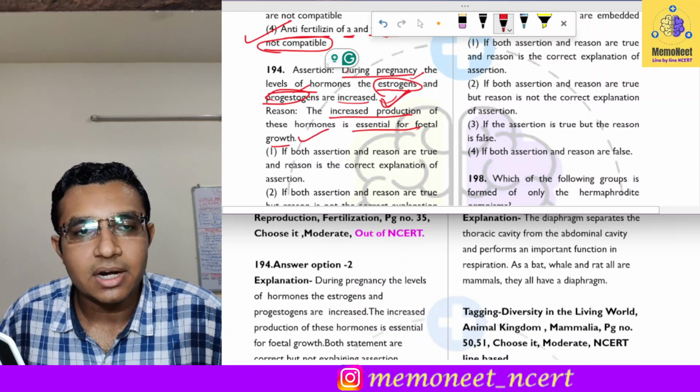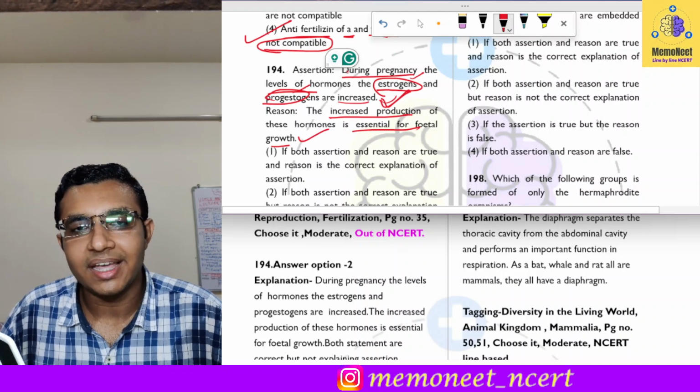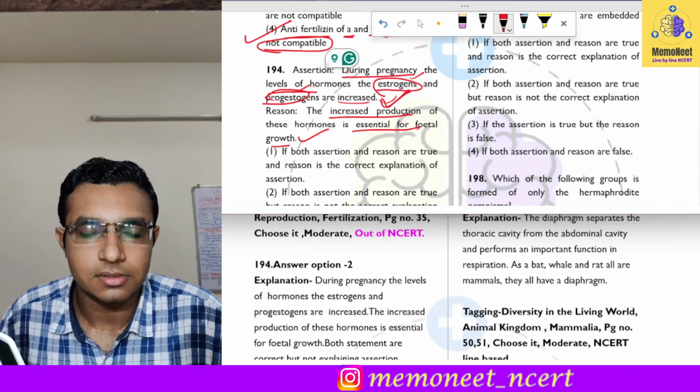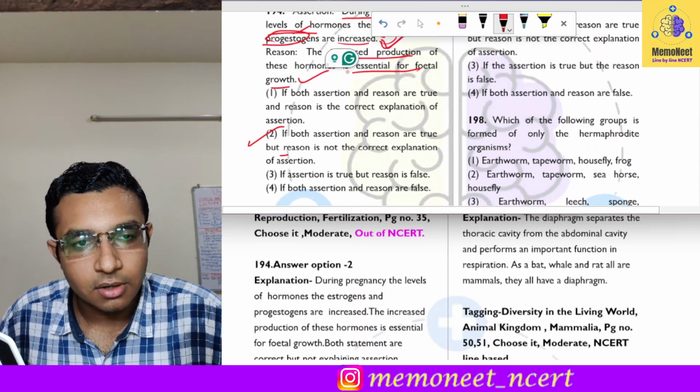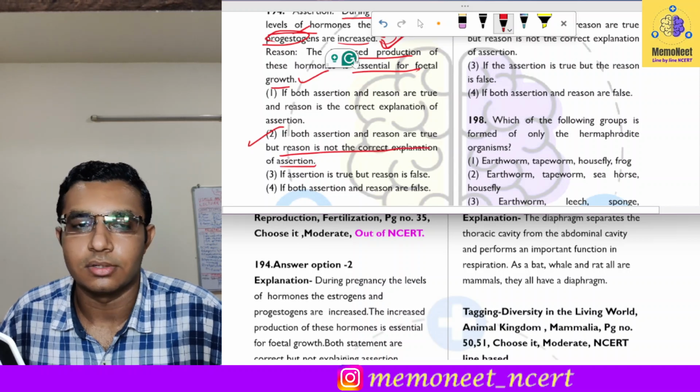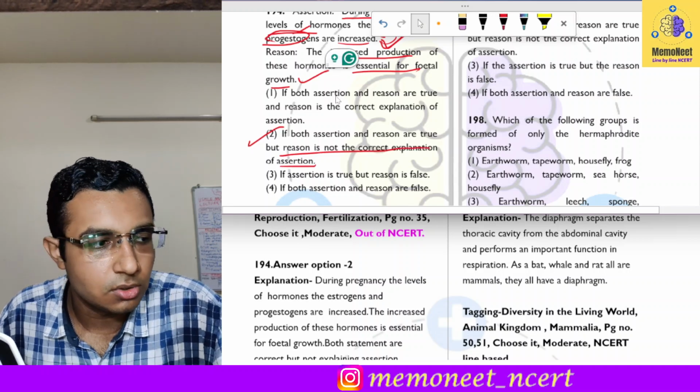But the reason is not explaining why the estrogen and progesterone are increased. So here the assertion and reason both are true, but the reason is not the correct explanation of the assertion. So the correct answer of this question is option 2.